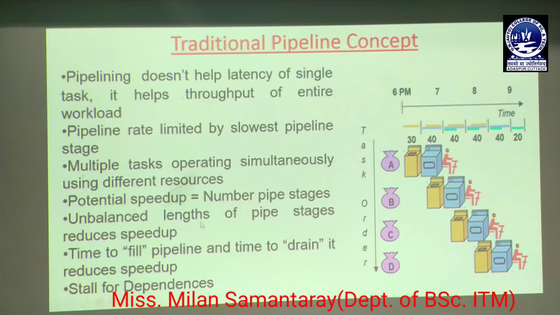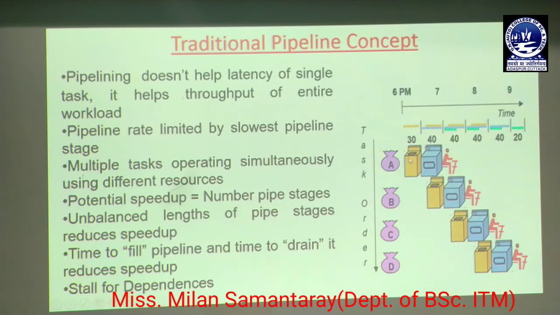Then unbalanced lengths of pipe stages reduce the speedup. Then the time to fill the pipeline and the time to drain it also reduce the speedup. Then it stalls for dependencies. When one job is dependent on another job, then the pipeline will be stalled, or you can say it will be idle for some period of time.